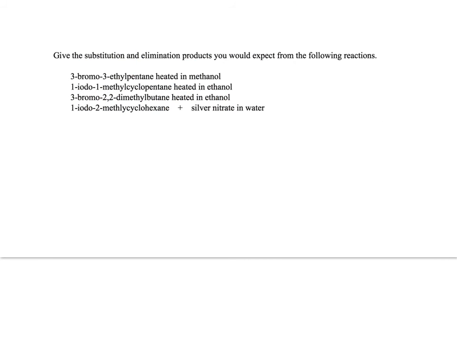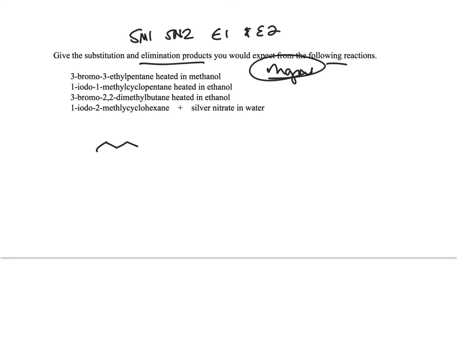Give the substitution and elimination products that you would expect from the following reactions. Okay, so now we've got to consider SN1, SN2, E1, and E2. And I really care about the major. Okay, so here we have pentane, 1, 2, 3, 4, 5, 3-bromo, 3-ethyl, and we have heat and we have methanol.